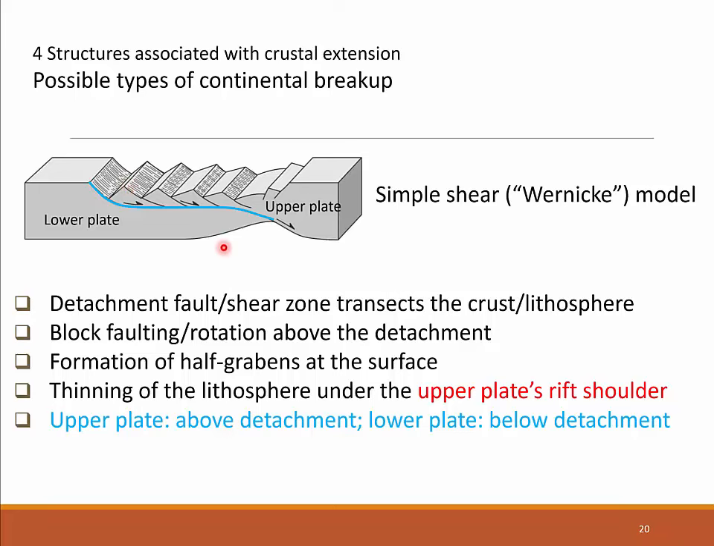The thinning of the lithosphere is strongest underneath the upper plate's rift shoulder. We see here that at the place where the detachment hits the bottom of the crust and perhaps the bottom of the lithospheric mantle, that is where asthenospheric mantle upwelling is strongest. That is also the area where heat input is strongest into the upper plate rift shoulder. Typical for simple shear Wernicke models is volcanic activity that is not in the middle of the rift graben, but rather in the upper plate's rift shoulder.